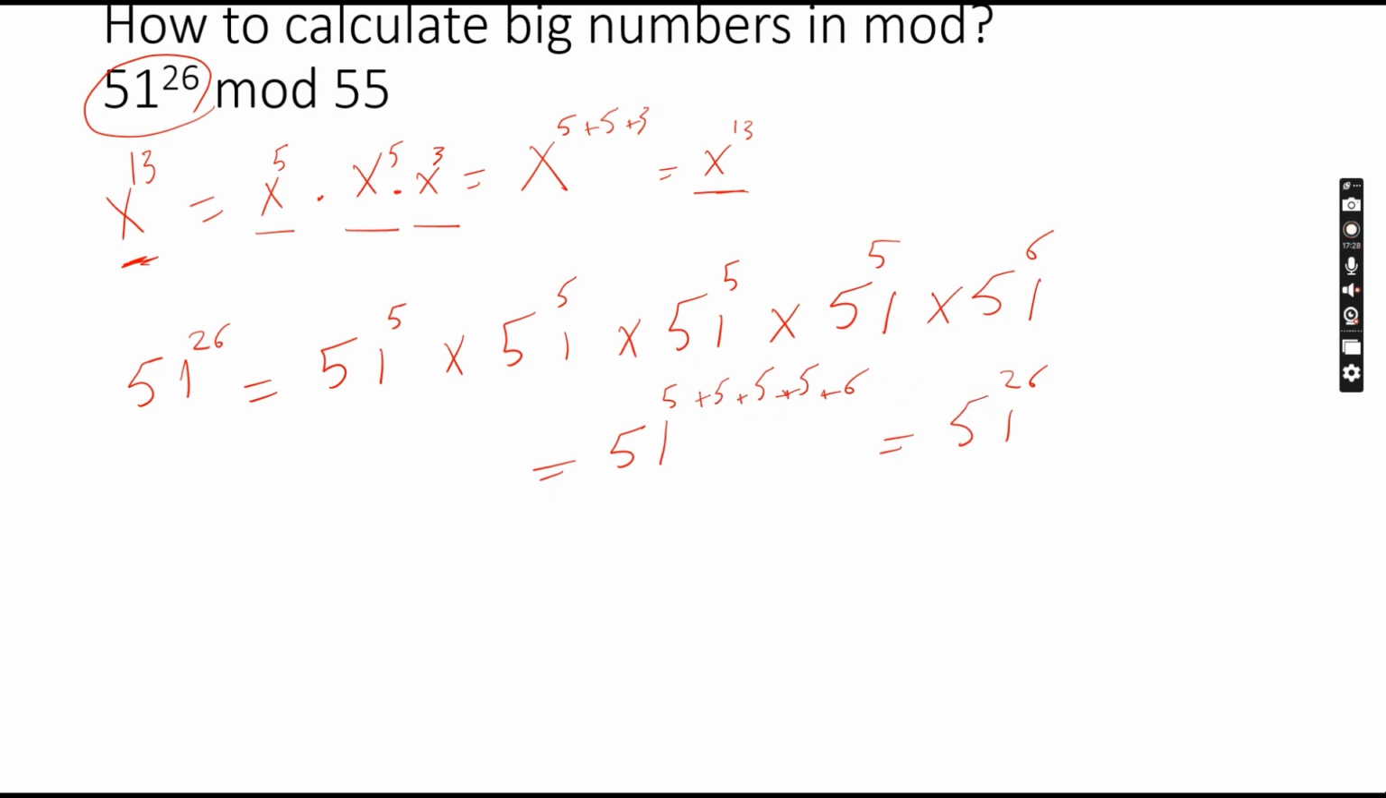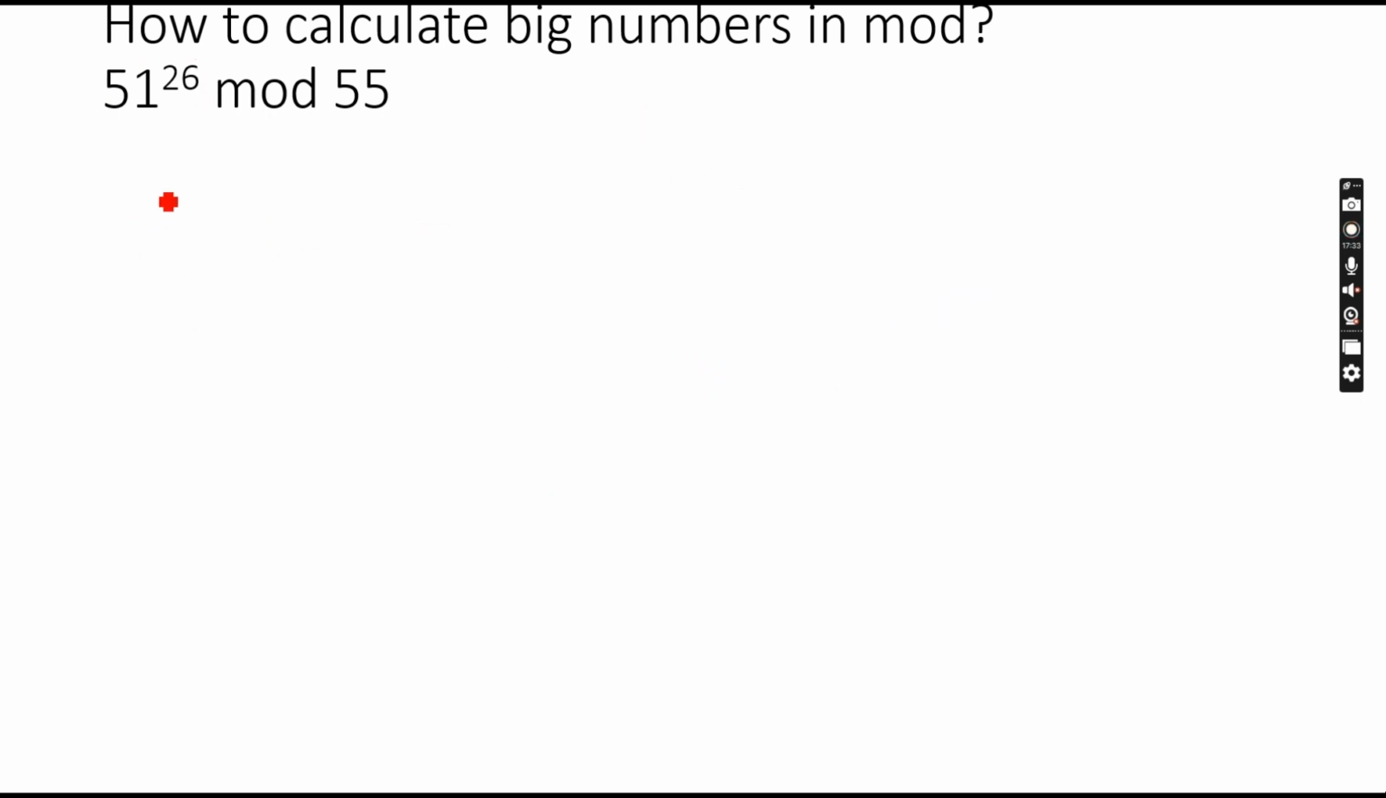So how can I calculate the mod here? Let's erase everything and calculate the mod. So the mod here is equal to what? It's equal to 51 power 5 multiplied by 51 power 5 multiplied by 51 power 5 multiplied by 51 power 5 multiplied by 51 power 6 mod 55, correct?